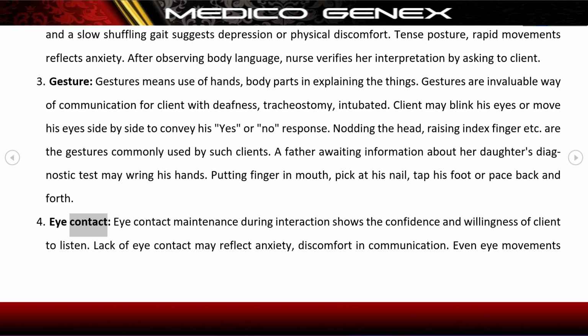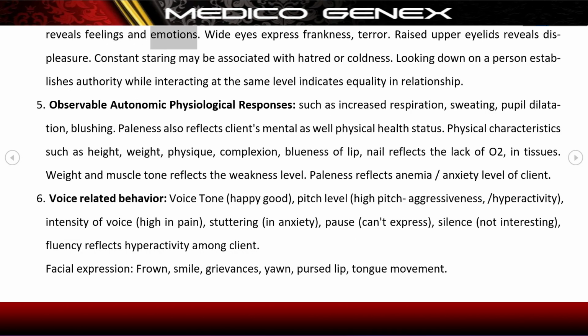Eye contact maintenance during interaction shows the confidence and willingness of the client to listen. Lack of eye contact may reflect anxiety or discomfort in communication. Even eye movements reveal feelings and emotions. Wide eyes express frankness or terror. Raised upper eyelids reveal displeasure. Constant staring may be associated with hatred or coldness. Looking down on a person establishes authority, while interacting at the same level indicates equality in the relationship.